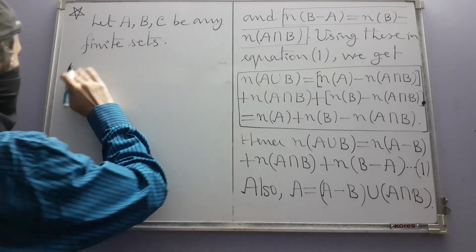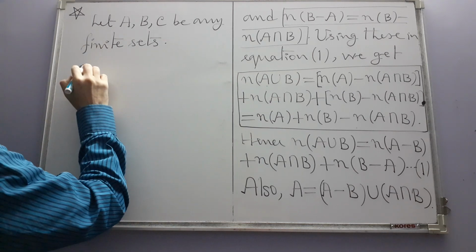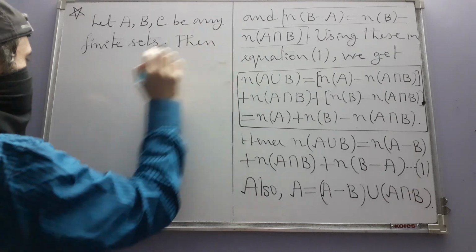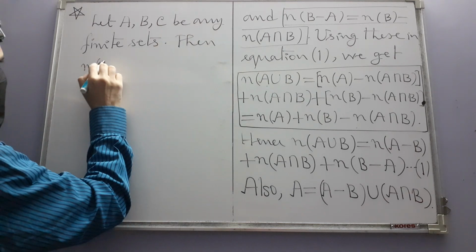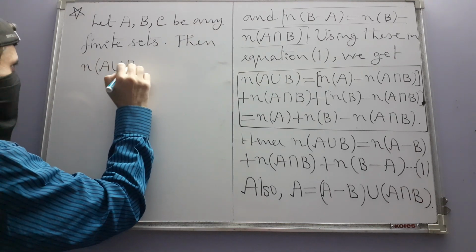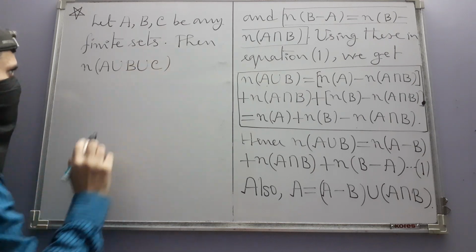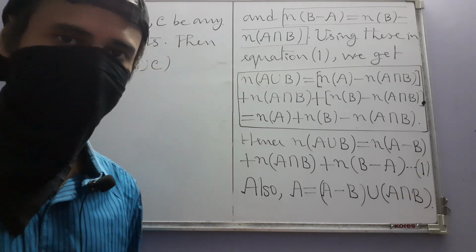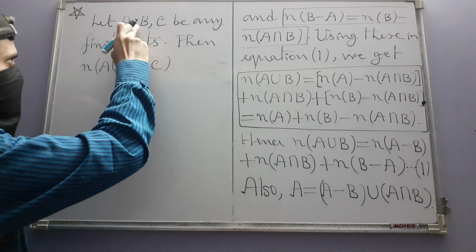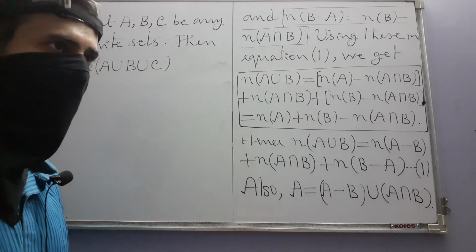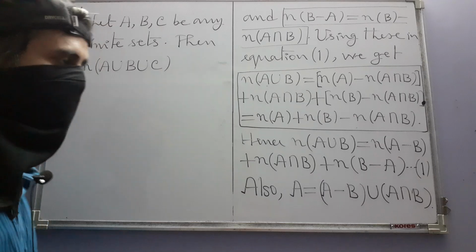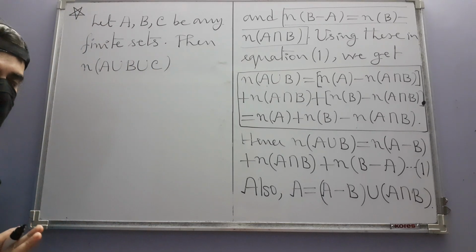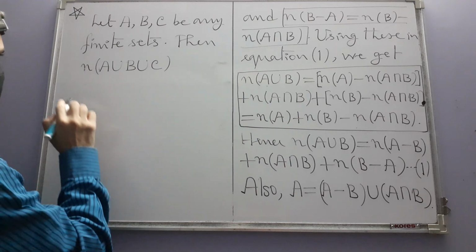Okay, so now what we are going to do, we straight away write the number of elements in A union B union C. At least we know one thing right from the very beginning, namely that because A, B and C are finite, their union is also a finite set. So at least we can talk about the number of elements in the union. That much we know. But now what?